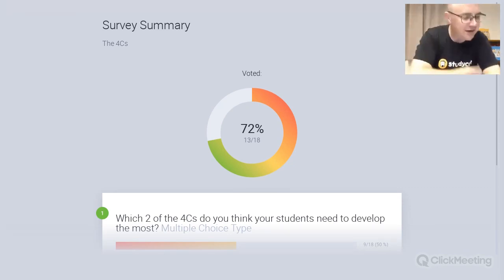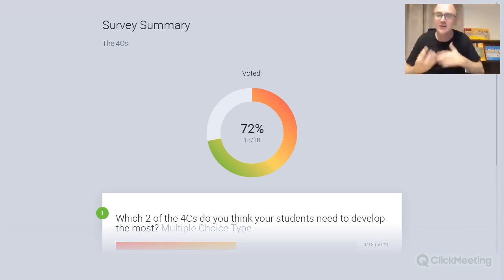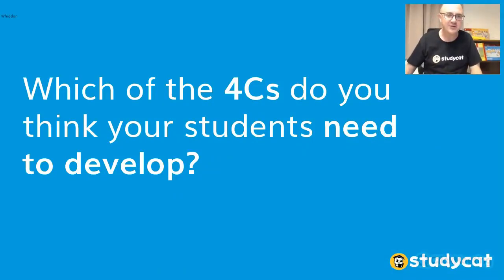Oh, that's pretty interesting. Half the people said critical thinking and collaboration. Not creativity, so that's interesting. I'm sure if I did this in mainland China, creativity would be number one. So it's just different. This is a global survey, and different countries will have different things they need to develop. But it's very interesting to see what you guys think.